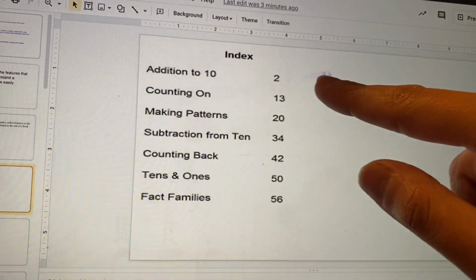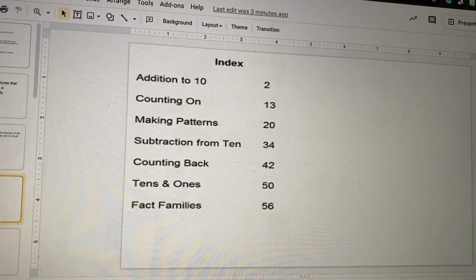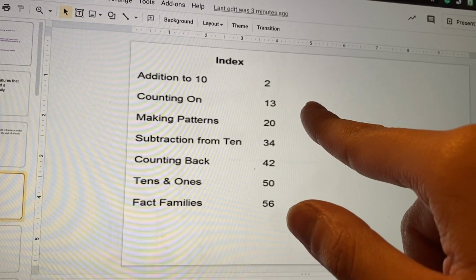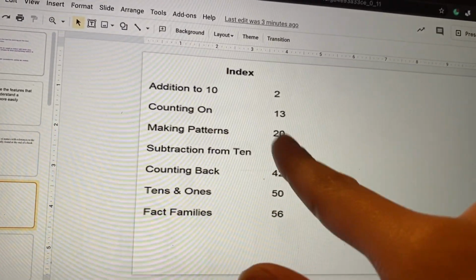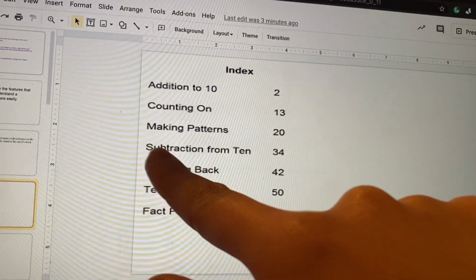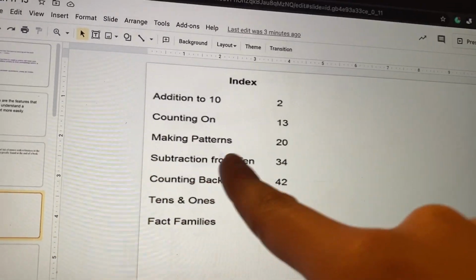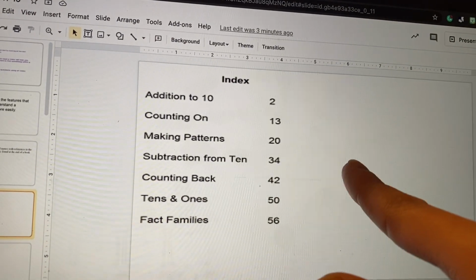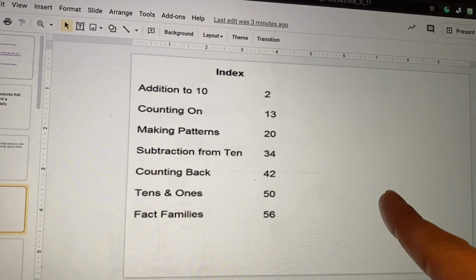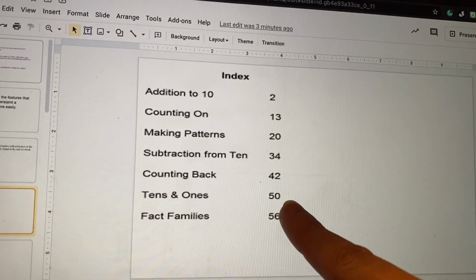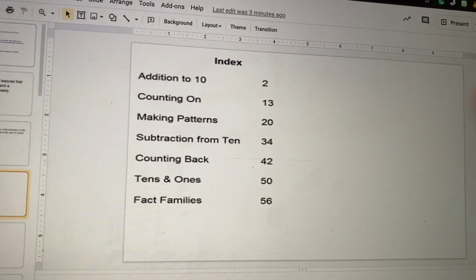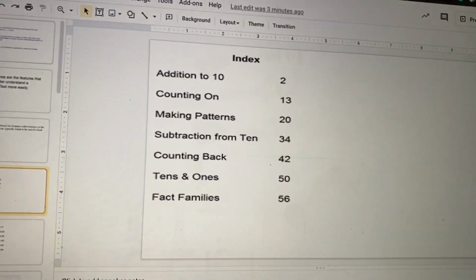So from 2 all the way to page 12, it's addition to 10. Counting on starts at page 13 all the way to page 19, because then 20 is making patterns. So from 20 all the way to 33 is making patterns, and 34, subtraction from 10, all the way to 41. 42, counting back, that's when that's going to start. And then all the way to 49, page 50, tens and ones, that's where that's going to start. And then fact families until the end of the book, probably till 60 or maybe 65. Index helps you find that.